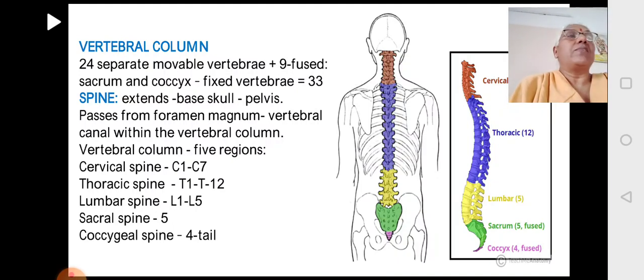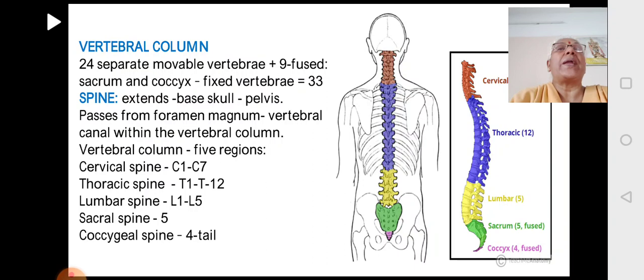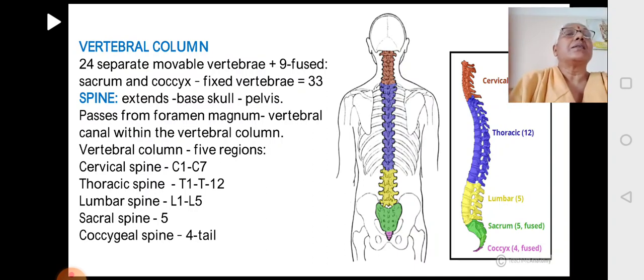So we will start with the vertebral column. Vertebral column, also called the backbone. On the right side you can see the picture of the backbone. It is actually a curved bone like the shape of the alphabet S. It's made up of vertebrae, which are the units of the vertebral column.